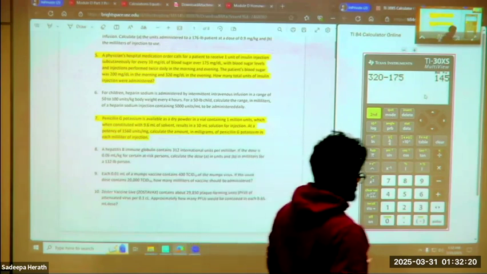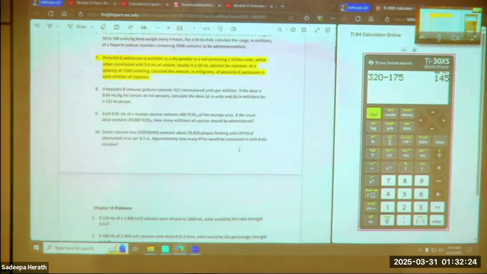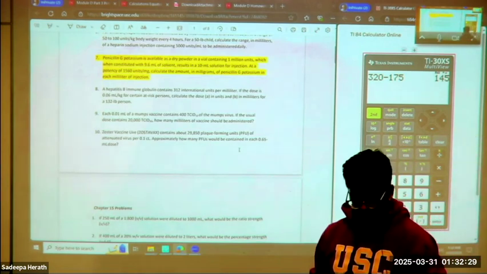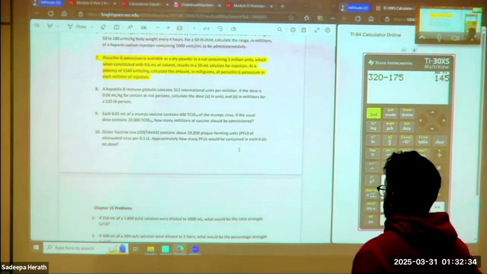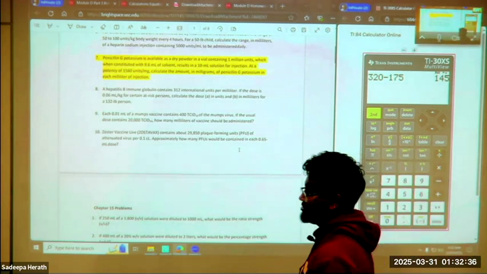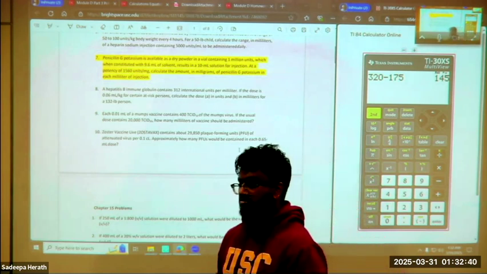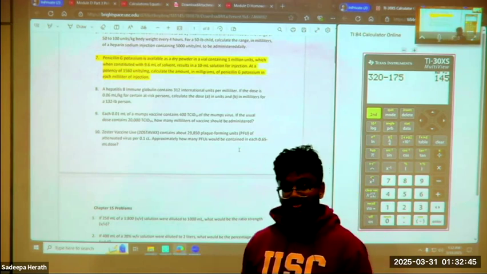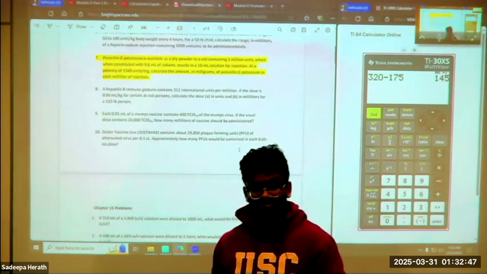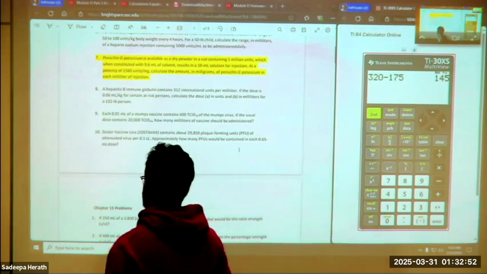Last question of the chapter, number 9. Not a homework question. These use units called TCID. It's used in relevance to viruses, and it shows the amount of a virus that is able to infect 50% of host cells. It's a form of unit. Okay.